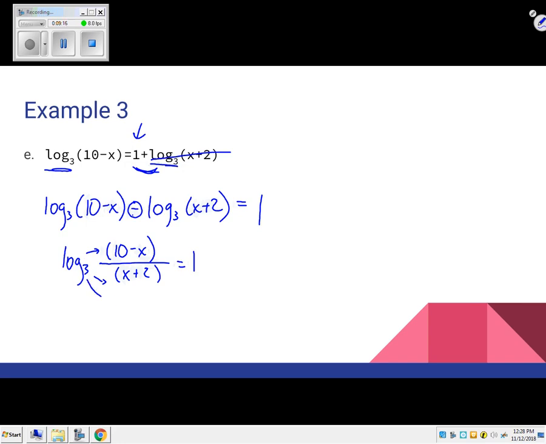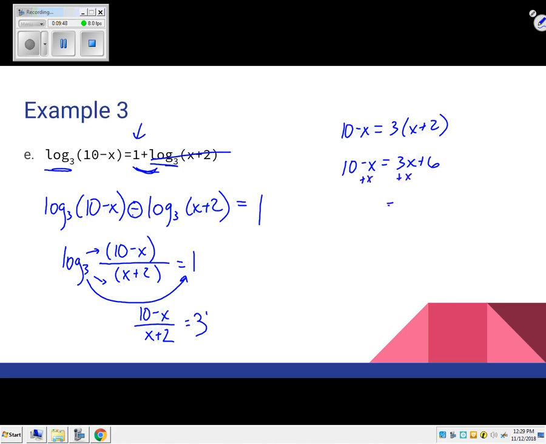Again, my definition of a logarithm is going to allow me to move this 3 over, and I get 3 to the first power. On the left side, I have (10 minus x) over (x plus 2). Have a nice linear equation here. Same thing, we don't like fractions, so let's go ahead and multiply both sides by x plus 2. So I get 10 minus x equals 3x plus 6. Oh man, let's live dangerously and bring all the x's to the right side.